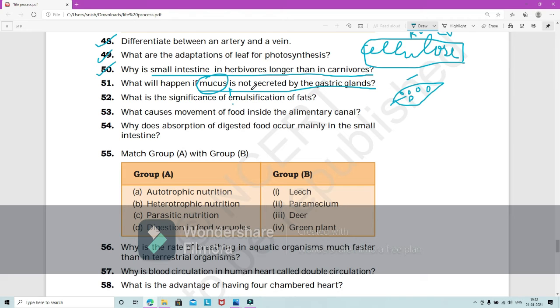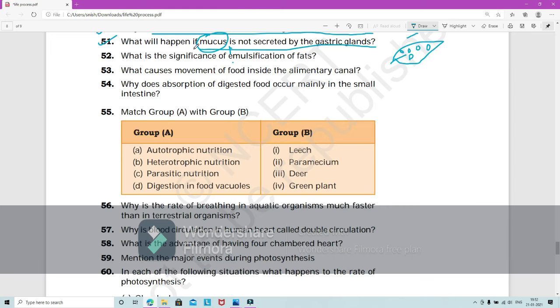But if it is absent, this will not take place, and then acidity will come. You'll get stomach pains. The movement of food will not be proper. You will have some irritations in your stomach, and all of these can be expected. Simple question. Next, what is the significance of emulsification of fats?